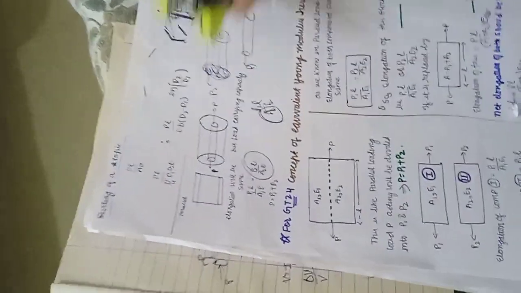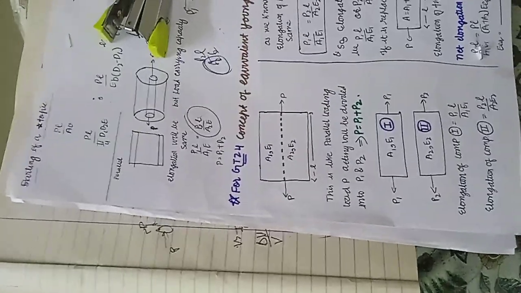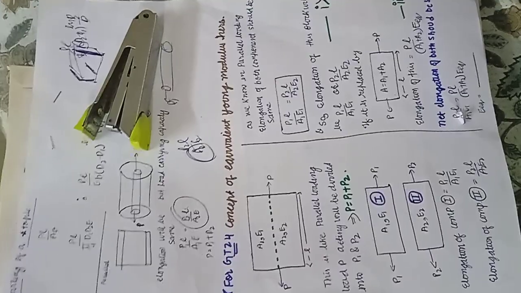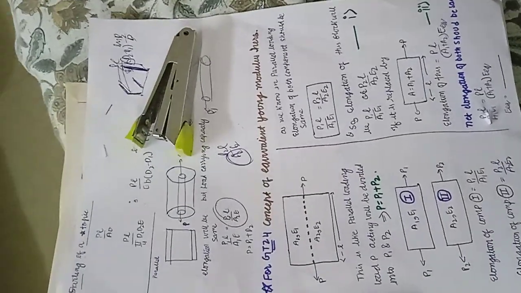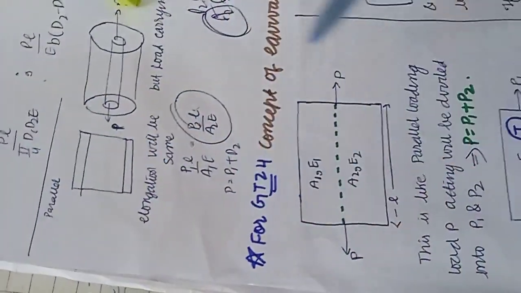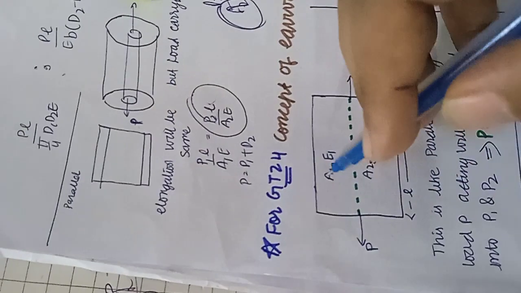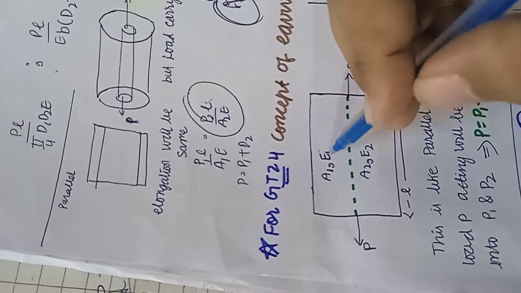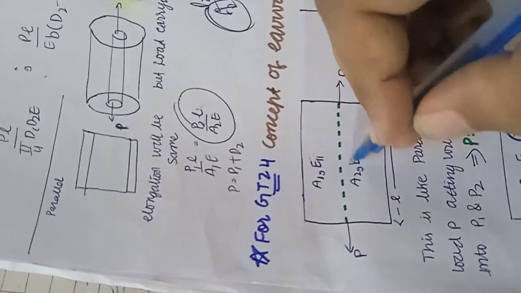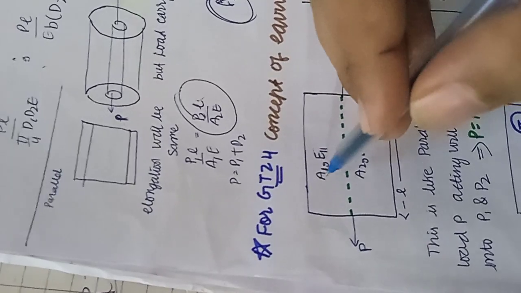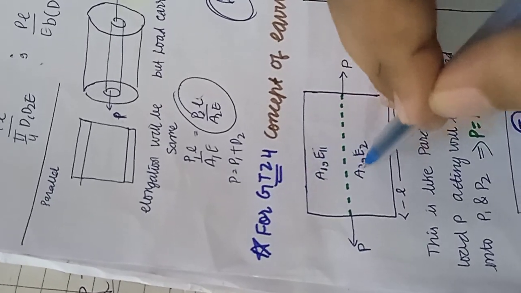This topic is never asked and may be important for GATE 2024. The concept of equivalent Young's modulus. What is the concept of equivalent Young's modulus? Suppose this is the thing. There is a rectangle, the same rectangle, in which one part has modulus of elasticity E1 and the other part has modulus of elasticity E2. So suppose the first has E1 and its area is A1, and this one has area A2.